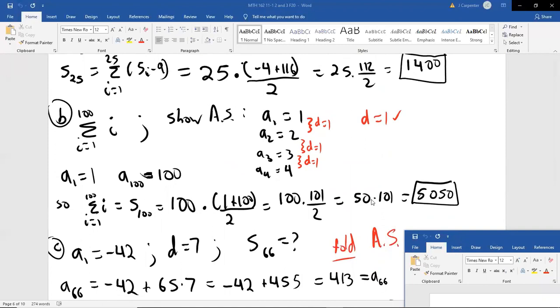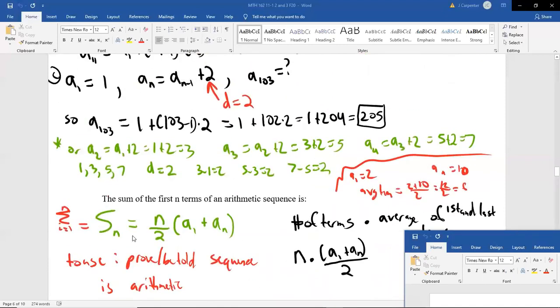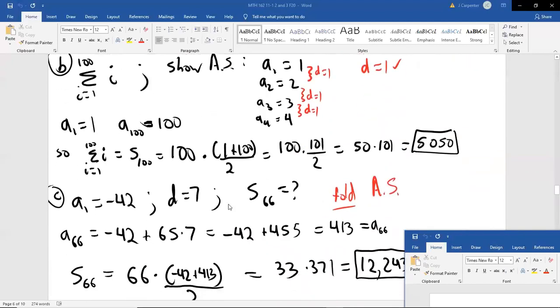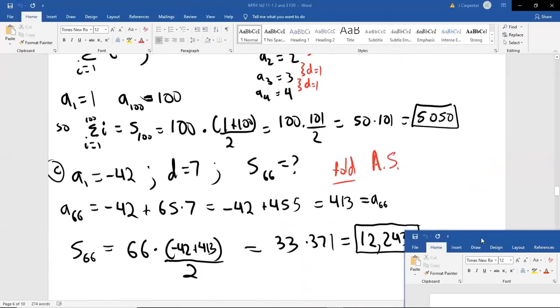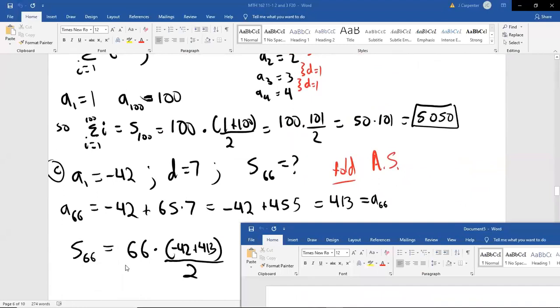So now, either the blatantly memorized formula or the concept. I like the concept, so I go the number of terms times the average of the first and last term. If you like the formula, here's the formula that you're memorizing. You're not writing down for tests, you're memorizing this. So here's our formula. And again, this is my version where I take the number of terms, 66, times the average of the first and last.